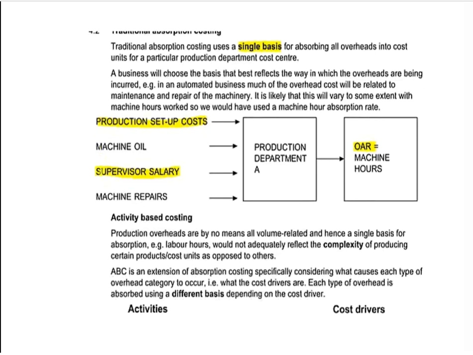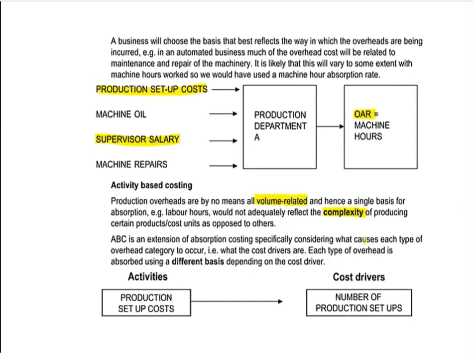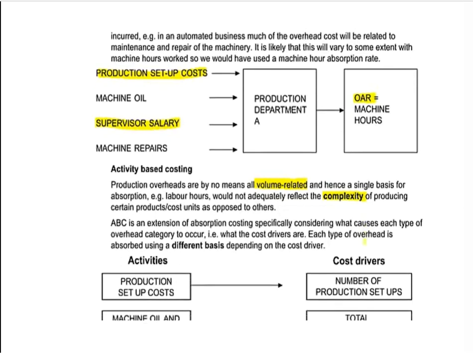Activity-based costing comes in because actually not all of the overheads are volume related. So the production setup costs will be the same whether you set the machine up to produce 1 unit or 1 million units. And so advocates of ABC argue that one basis for absorbing overheads doesn't reflect the complexity of producing some products rather than others. And so what we have with ABC is multiple overhead absorption rates.